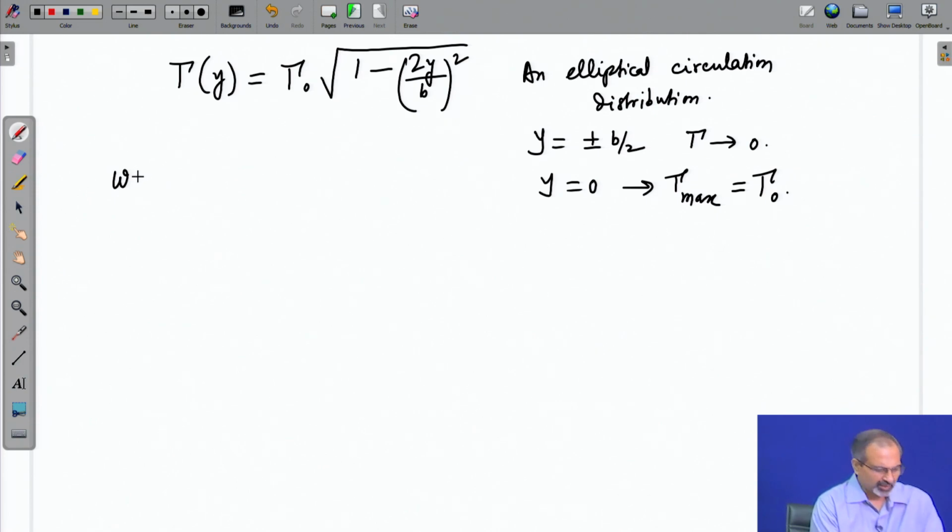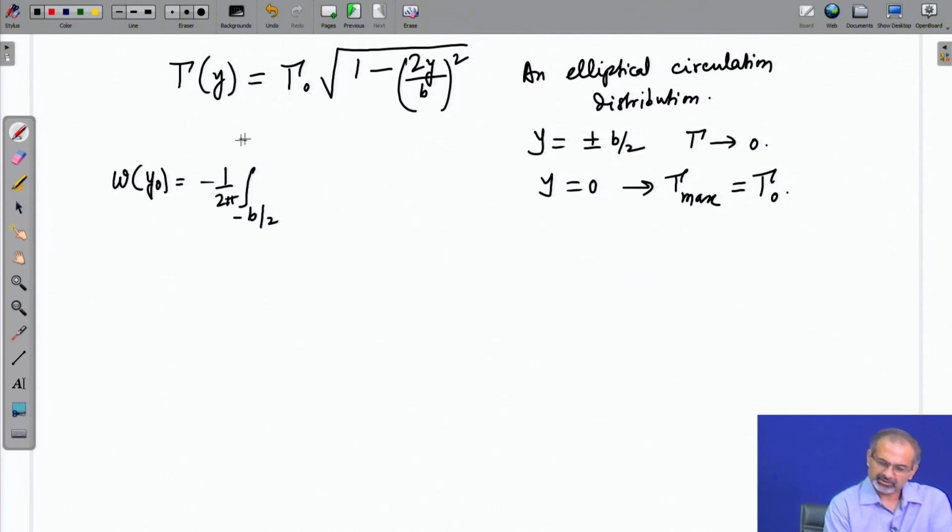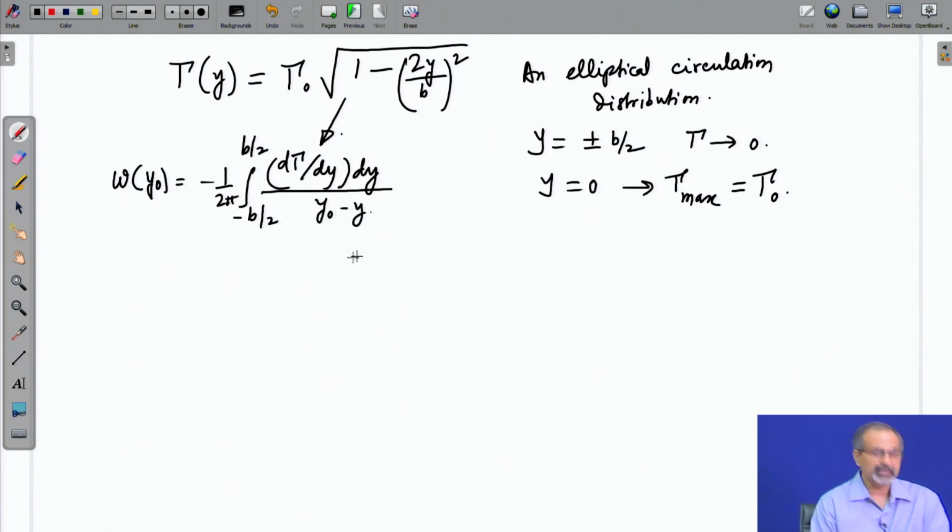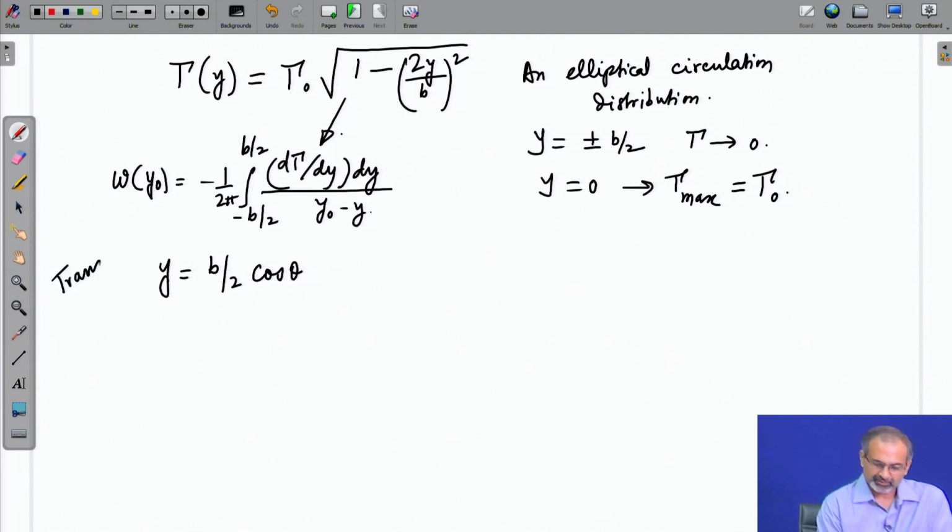For obtaining the downwash, you have to work out the d gamma dy, because the downwash expression looks like this. So, using this gamma distribution, you have to find out the y derivative, but working out this in this plane will be difficult. So, we usually use a transformation like this. So, y is written as b by 2 cos theta. So, we transform it to the theta plane.